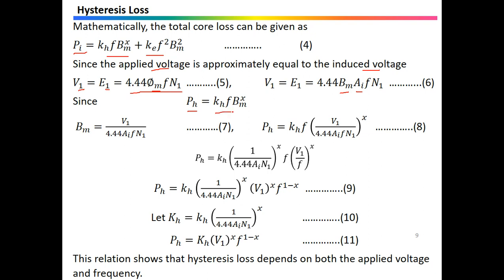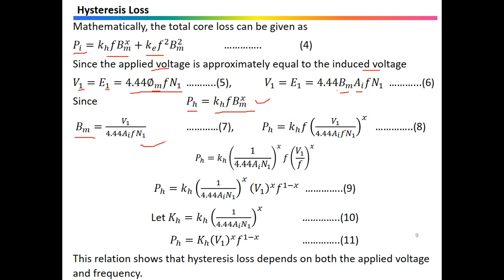And now let us write it for the hysteresis loss first. For hysteresis loss, this is the expression: KH F Bm to the power x. So now we are taking the value of Bm from equation number 6, which I can write as equation number 7. So Bm will be nothing but V1 divided by the remaining expression, that is 4.44 AI F N1, and now putting this value of Bm in the expression of hysteresis loss, and on solving and writing it again, I have this expression: KH F and the power of Bm x, and the value of Bm is nothing but V1 over 4.44 AI F N1.